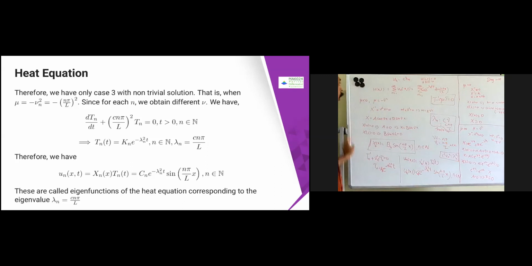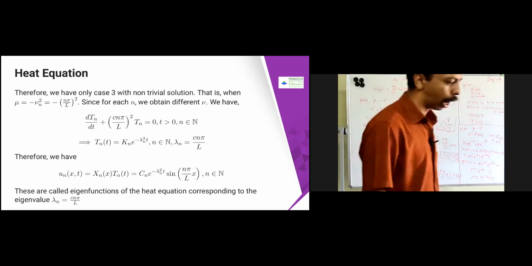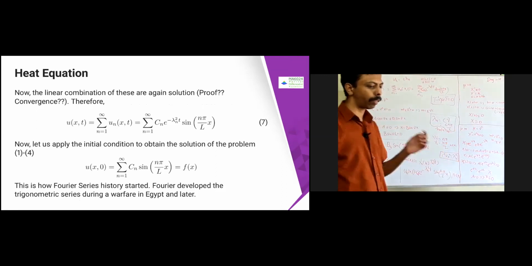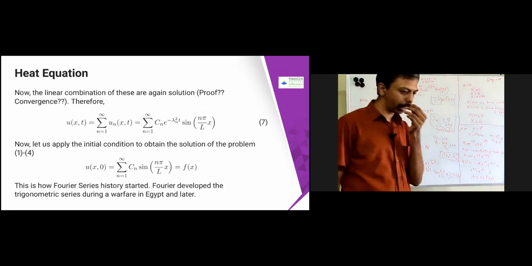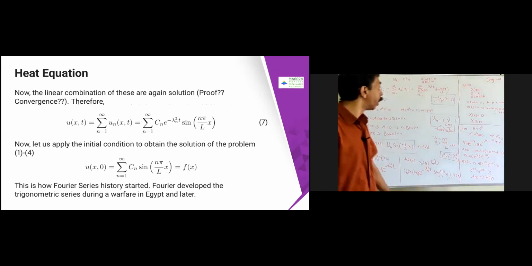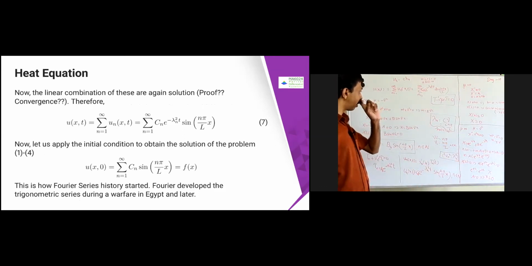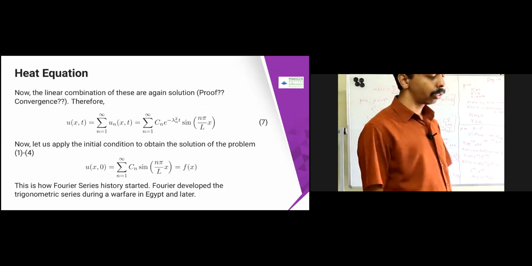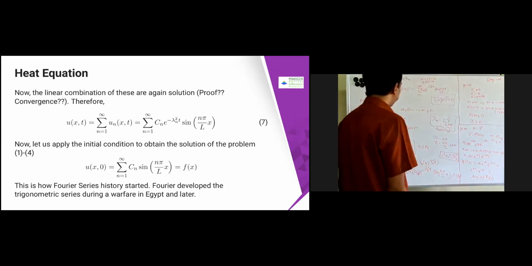Now you have to talk about the convergence. If I just write this one, you cannot write simply like this. You have to talk about uniform convergence, etc. Then only you can write this one. That's the reason you have studied uniform convergence in analysis. If it is uniformly converging, then you can talk about it; otherwise you cannot talk about these things.